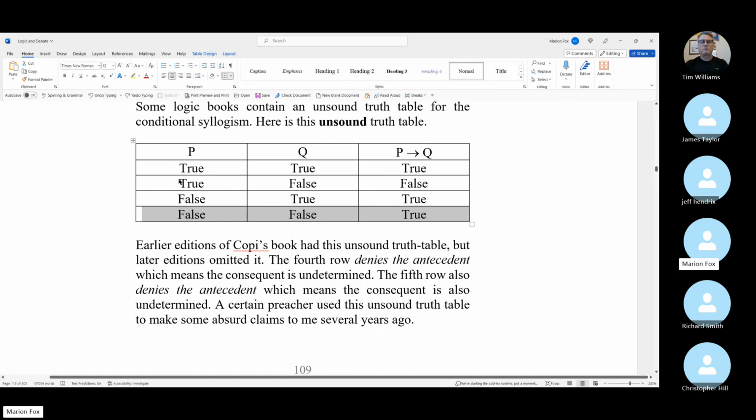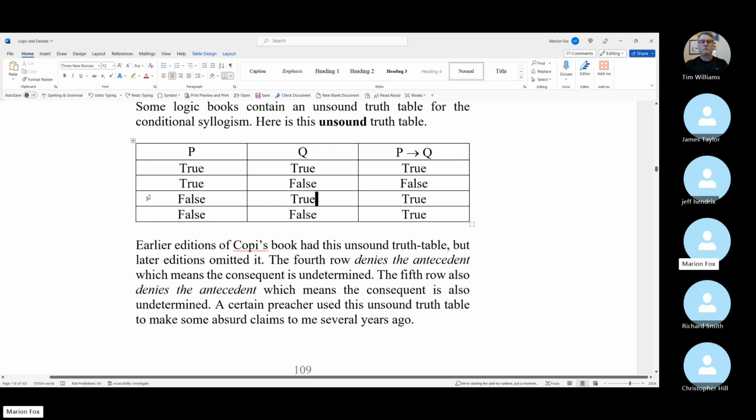And right here, let's take this row here. What I've done is count this your first, second, third, fourth, and fifth row for this discussion down here. So this fourth row denies P. P is not true, and it claims Q is true. Denying the antecedent doesn't tell you anything about the consequent. So this is a fallacy of denying the antecedent.